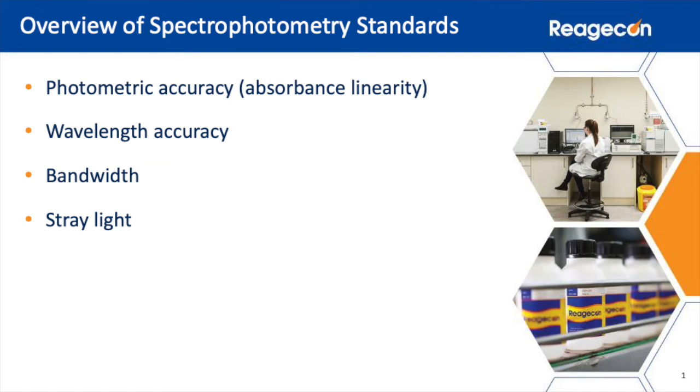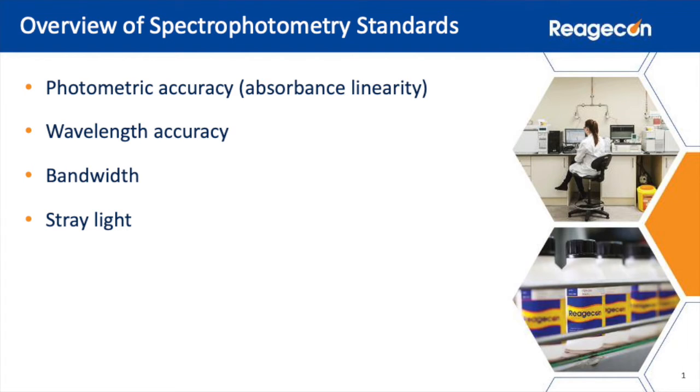A spectrophotometer as an analytical tool is used in almost every type of chemical, biological or life science laboratory. Like all instrumentation, they require regular checking and validation to a greater or lesser extent. The parameters tested for spectrophotometers are photometric accuracy, also called absorbance linearity, wavelength accuracy, bandwidth and stray light.